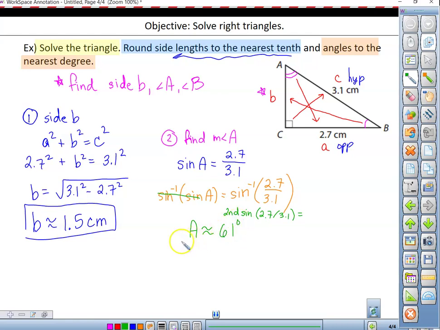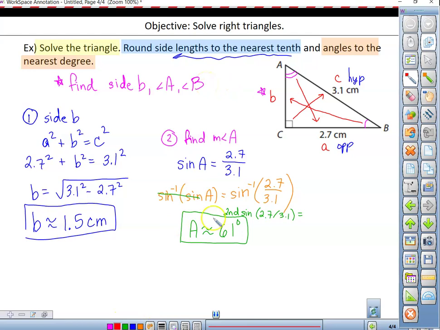Make sure you've got that degree symbol. No degree symbol, then you're actually measuring in a different type of angle unit, which we call radians, and they're not equal to one another. So 61 degrees and 61 radians are not the same angle measurement, so that degree sign is required and super important. So now we have one more measurement to find, and that is the measure of our angle B.